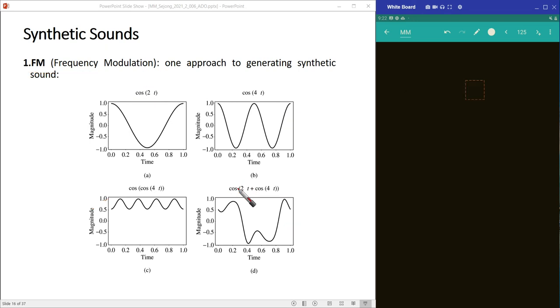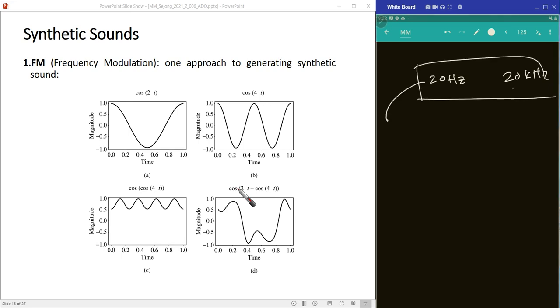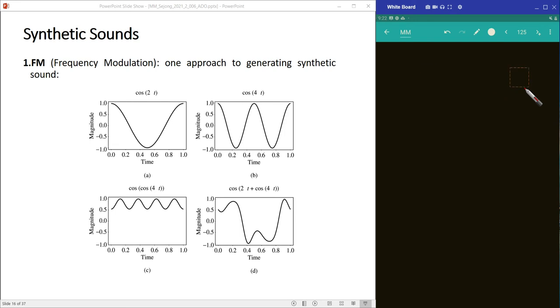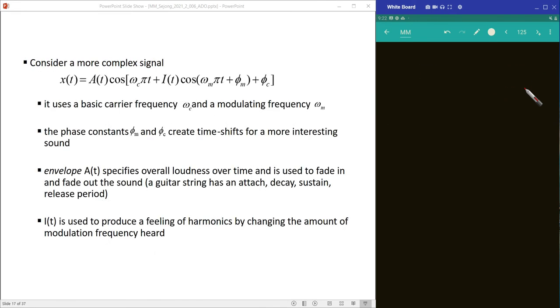But the frequency should definitely be between 20 hertz and 20 kilohertz, right? If we go below 20 hertz, or above 20 kilohertz, generally we don't hear that sound, right? Okay. So another very interesting and more complex signal generation mechanism might be this one, okay?